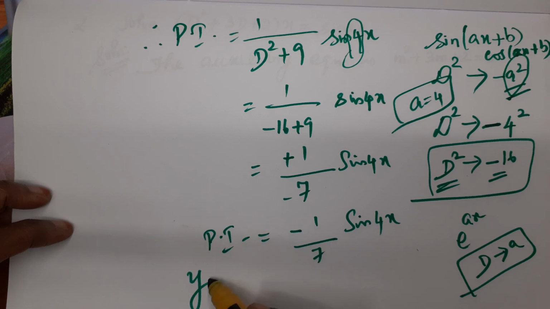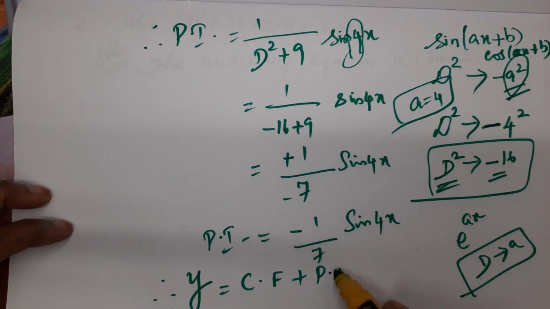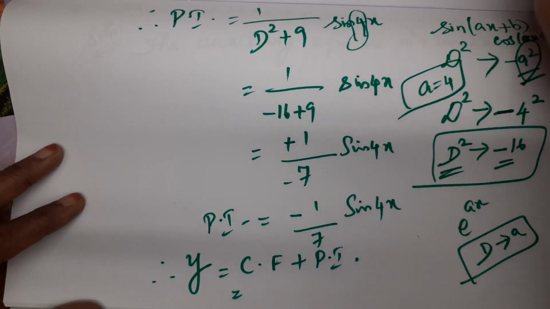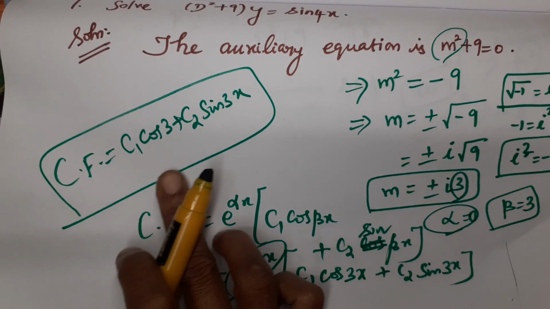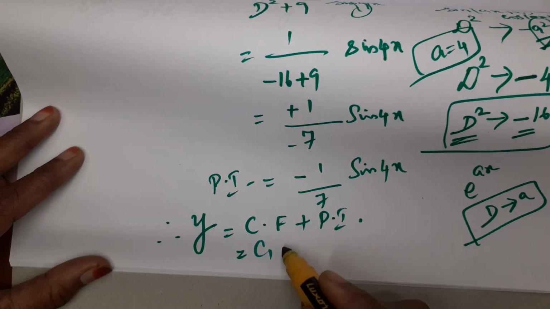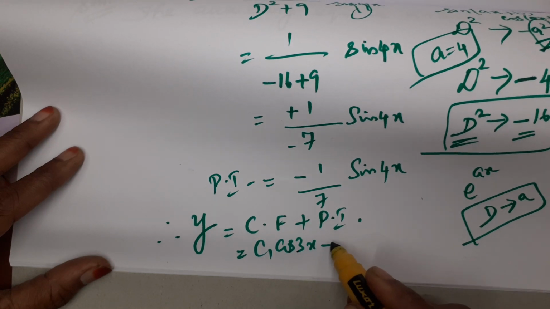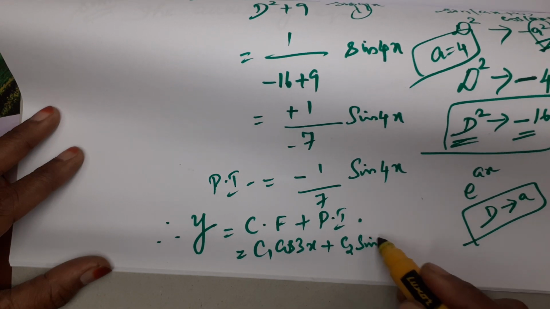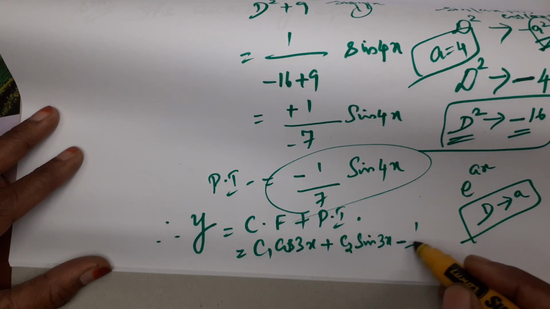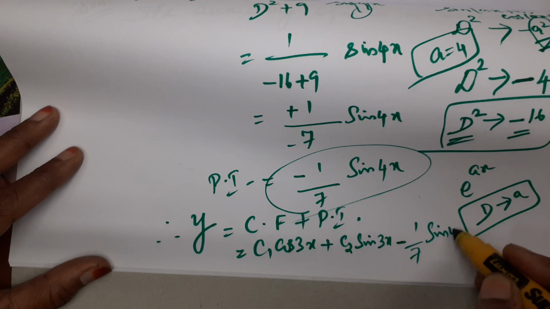Finally, we have to write the solution. The general solution y is equal to adding CF plus PI. What is my CF I got? CF is c1 cos 3x plus c2 sin 3x. So c1 cos 3x plus c2 sin 3x. Here PI is minus, so minus 1 by 7 into sin 4x.